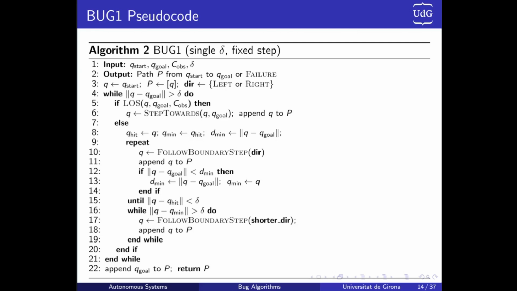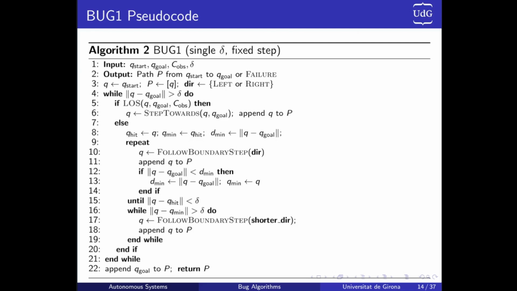Initially, we have computed this d-min from the hit position, okay? But then, when we start following the boundary, we store these positions, and then if the distance from the current position to the goal is smaller than this minimum distance, then we update these two values here. We update this minimum distance, and we update the position from which we have computed it, okay? Is this clear? And then we do that until we have reached again the hit position, the initial position. We have completed the full navigation around the obstacle.